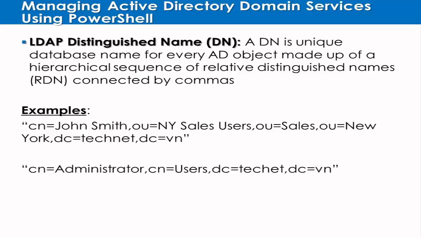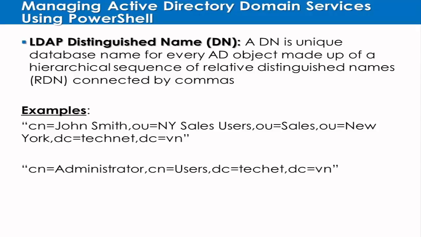But to take it a step further, I can tell you that it's made up of a hierarchical sequence of relative distinguished names, or RDNs, connected by commas. So not only is the name unique, but it's also set up in a hierarchical fashion so that it truly represents where in the database a particular object is located. Now, I have a couple examples here.